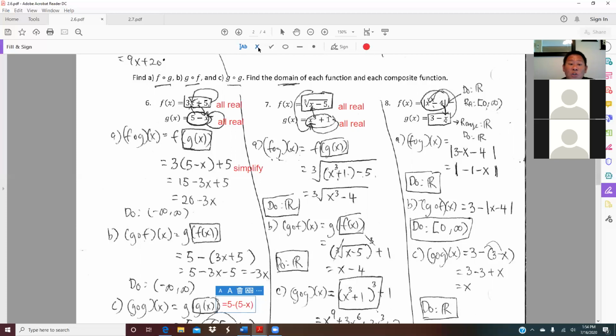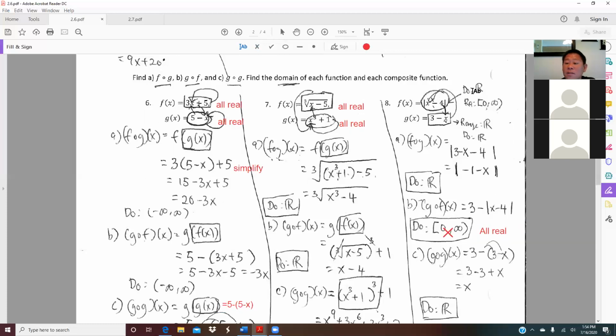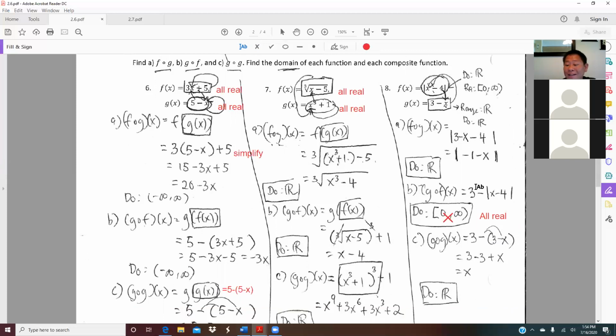The domain here should be also all real numbers. Sorry, this is the wrong domain. The domain here should be all real. The reason why the domain here is all real is because the domain for absolute value is all real. The domain of polynomial is also all real numbers. So the domain for this case will be all real numbers. And you cannot combine these two because one is inside the absolute value, one is outside absolute value.